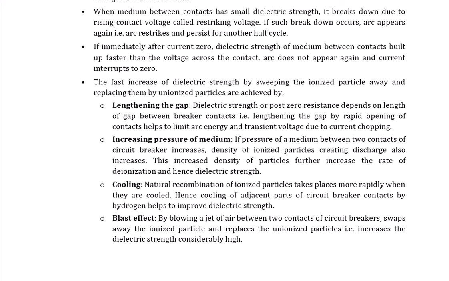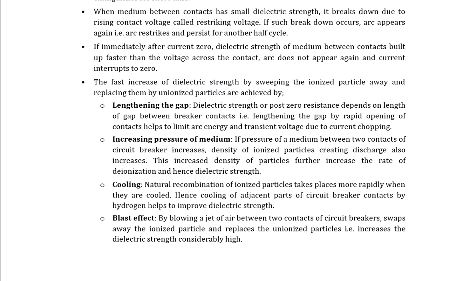The second method is increasing the pressure of the medium. If the pressure of the medium between the contacts of the circuit breaker increases, the density of ionized particles creating the discharge also increases. This increased density of particles further increases the rate of deionization and hence the dielectric strength. So if we increase the pressure, it will increase the deionization rate.